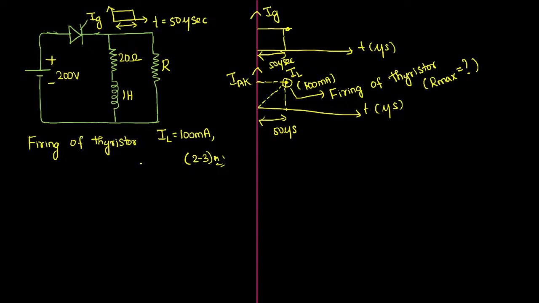Ten power 3. Okay, it means it is in kilo ohm. Fine, no issue.